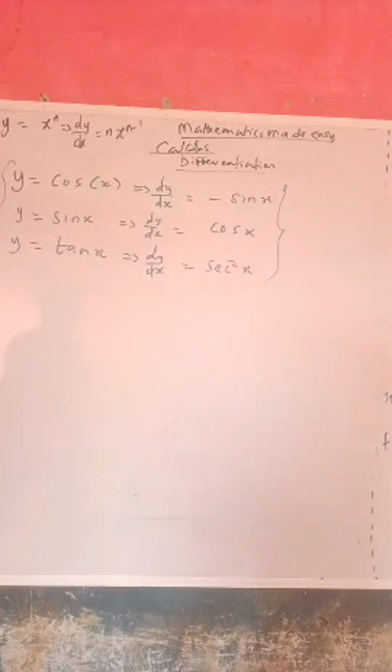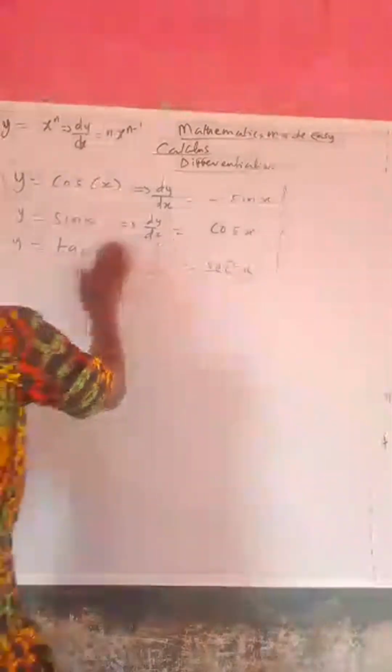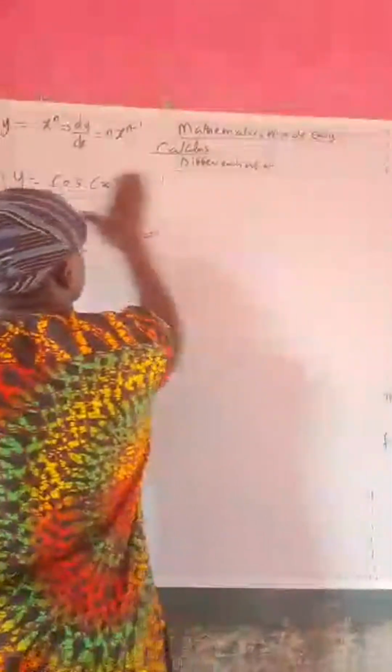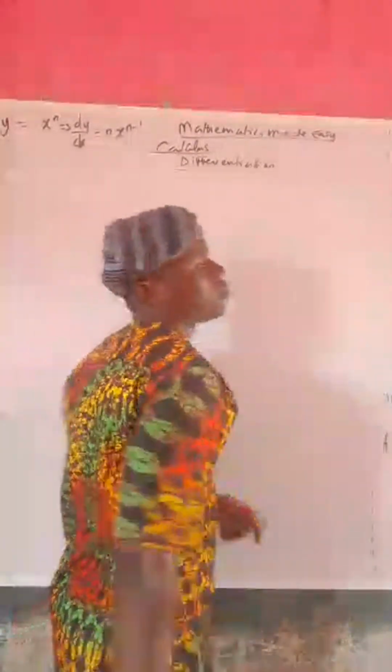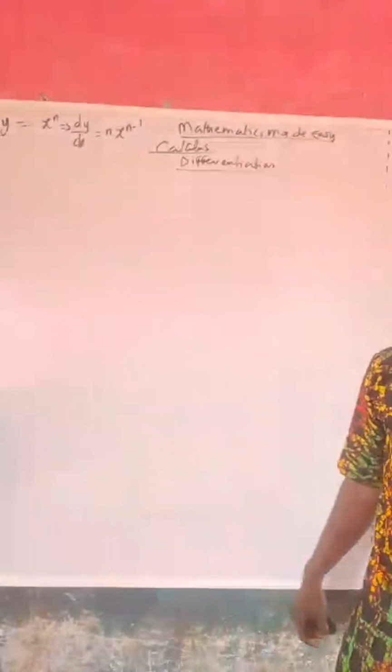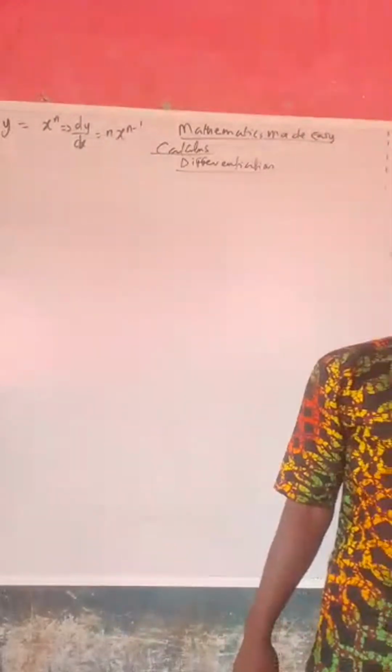Now, let's do some methods of derivative. Substitution method. The use of substitution is called the chain rule. You understand? The chain rule.